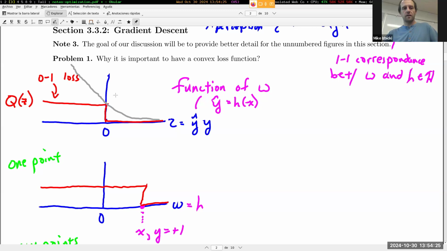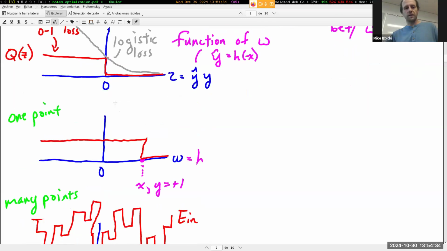So in the Q plot, this is what the logistic loss looks like on this axis. And in the one point plot down here, the way the logistic loss looks is we still just shift that loss over like this.